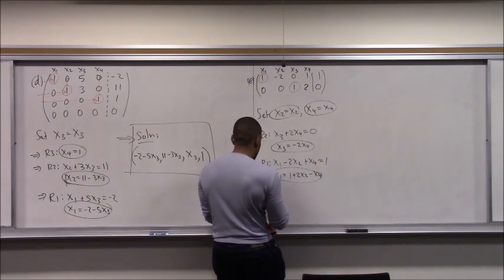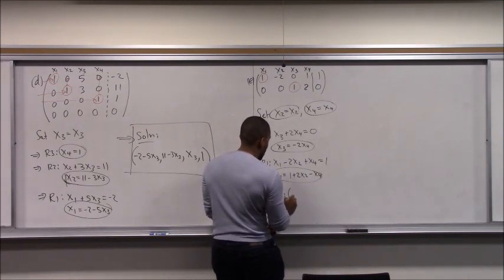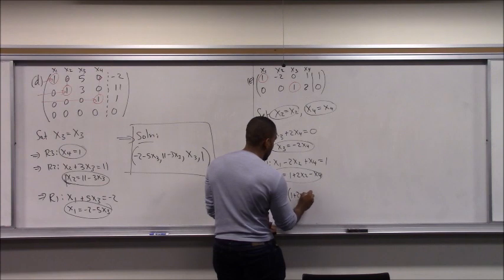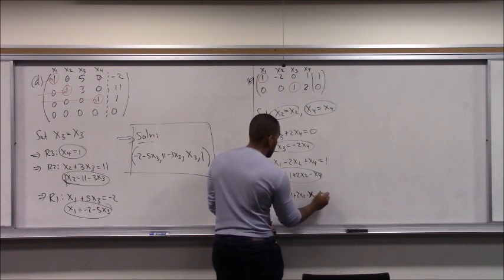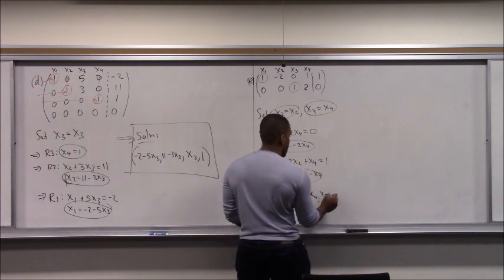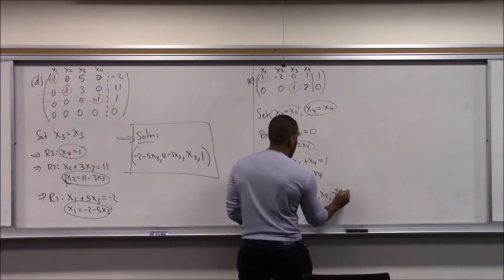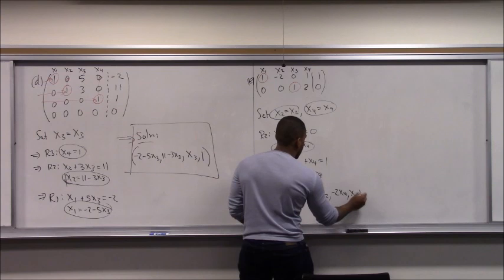So therefore the solution is 1 plus 2x2 minus x4, comma, x2, comma, minus 2x4, comma, x4.